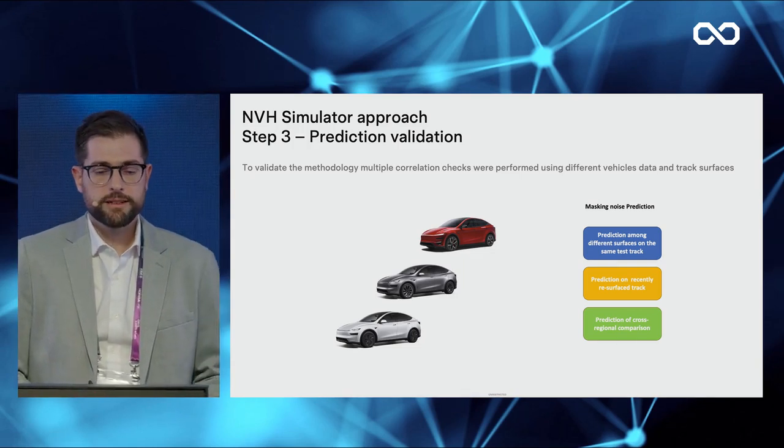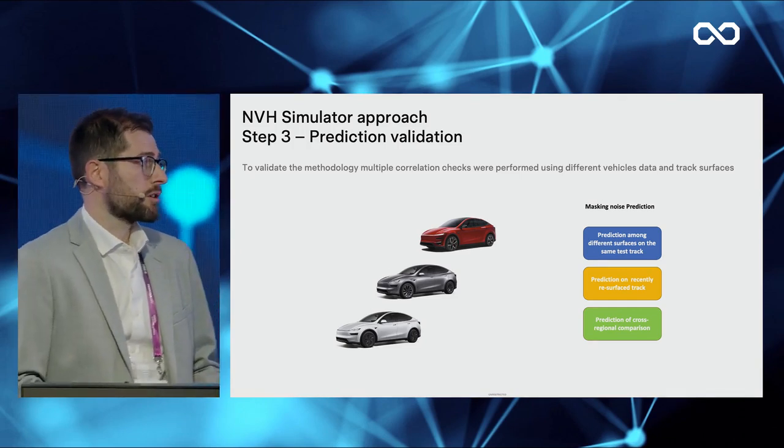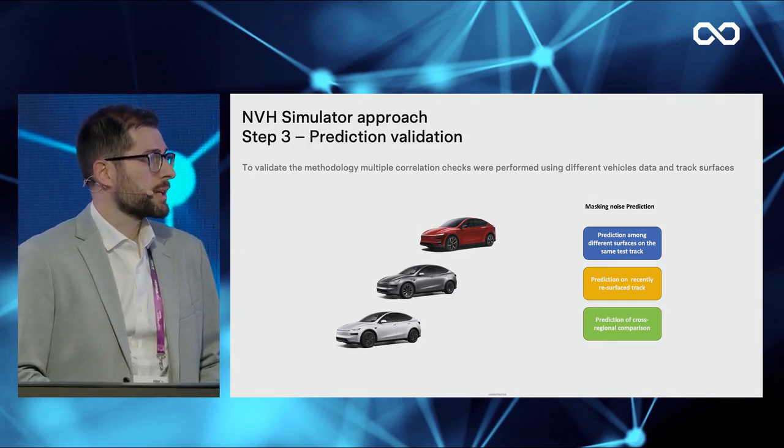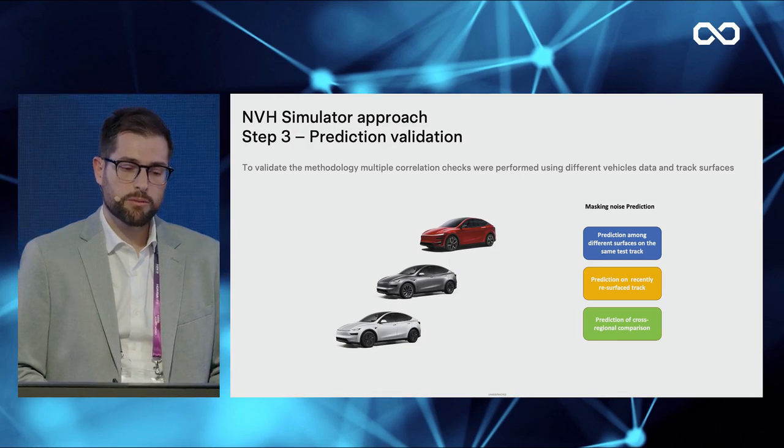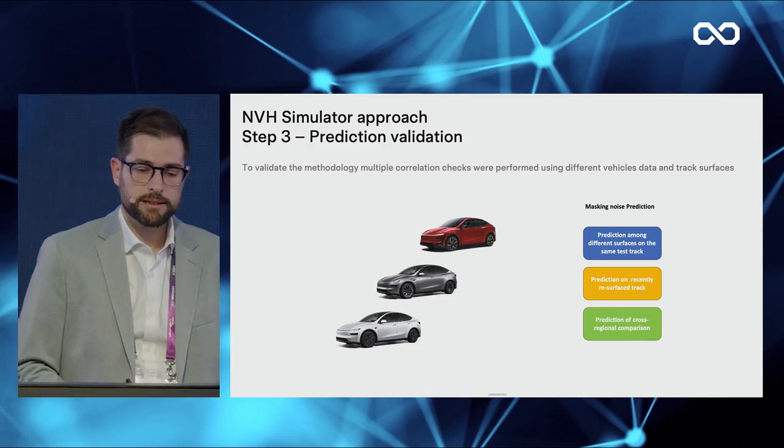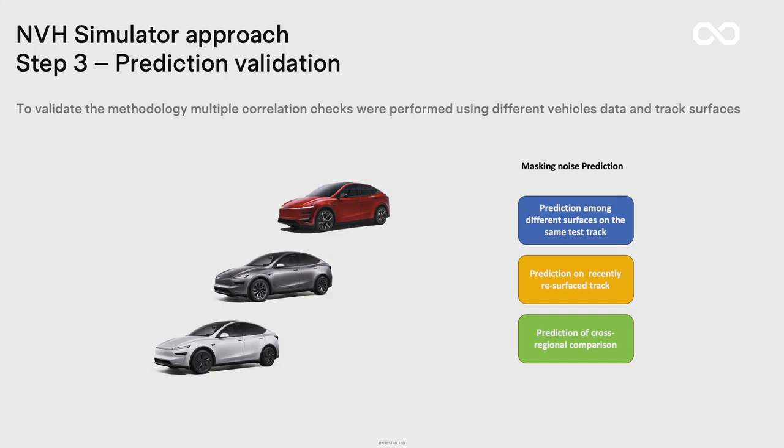So we tested different scenarios. The first one was a sort of sanity check. We used the methodology to predict the road noise change on surfaces acquired on the same track. The second one was to predict how a vehicle will behave on a surface that was recently resurfaced. And the third one is a cross comparison between two different regions.